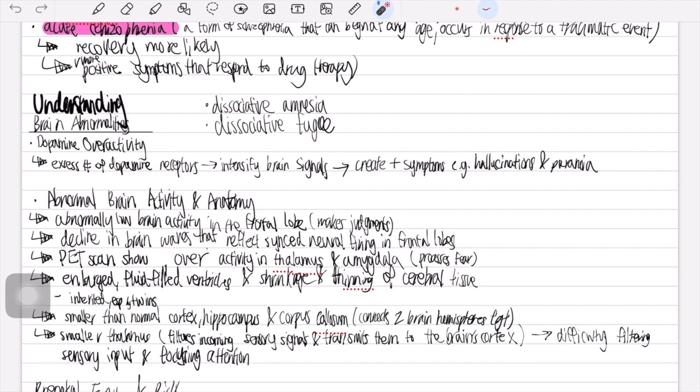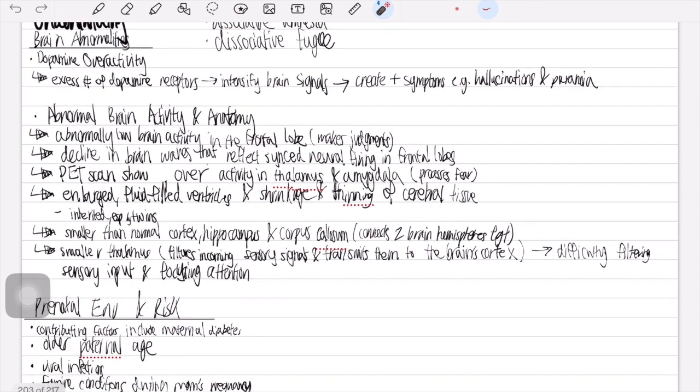So let's understand schizophrenia. Again, we are looking at this through a biopsychosocial approach. So in terms of biology, there are definitely brain abnormalities that cause schizophrenia. One of the biggest factors is dopamine overactivity. So when a patient has an excess number of dopamine receptors in their brain, this intensifies the brain signals and creates more positive symptoms such as hallucinations and also delusions and paranoia.